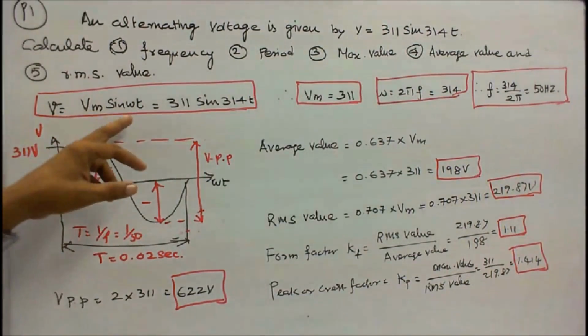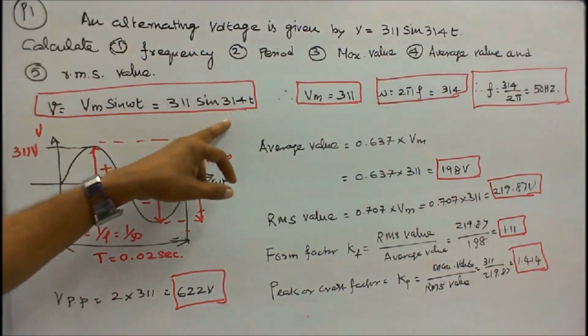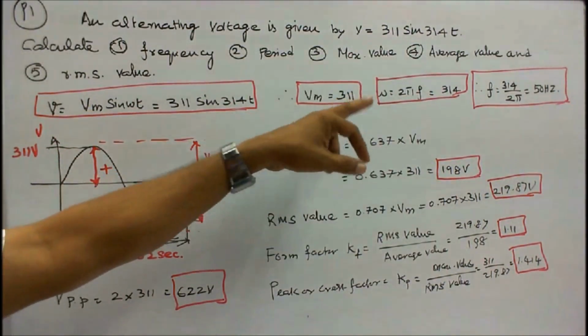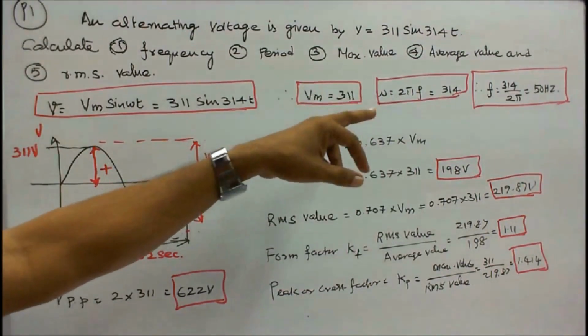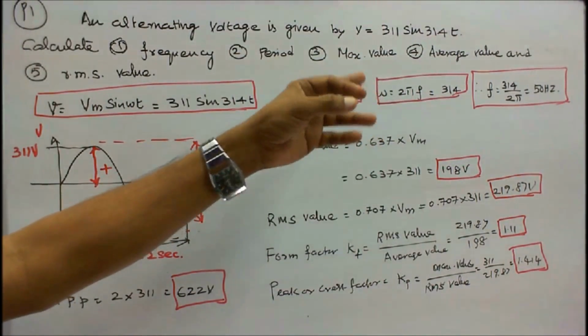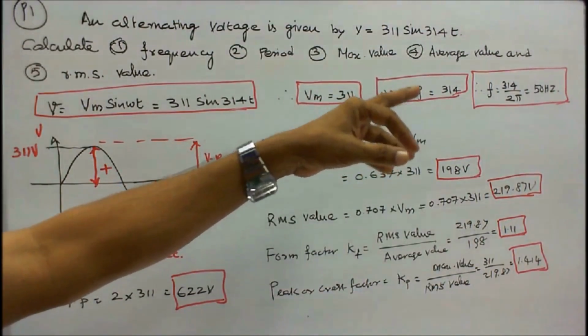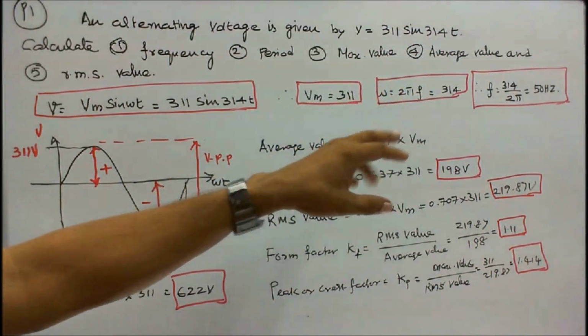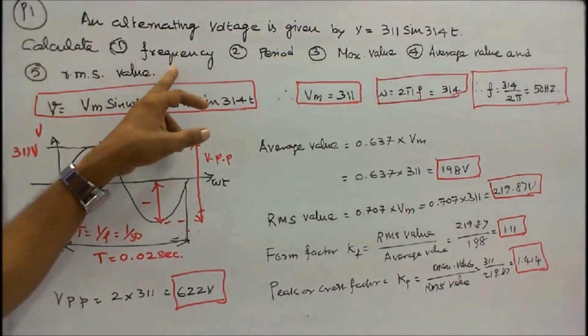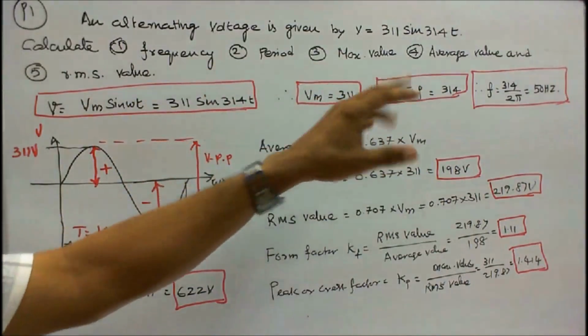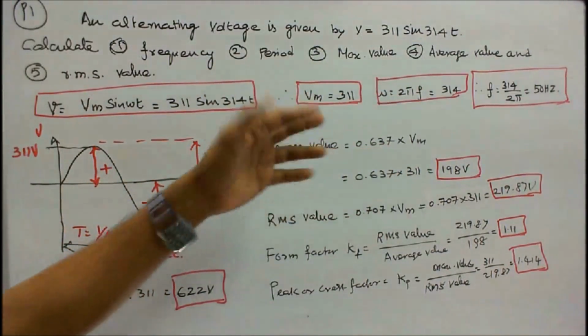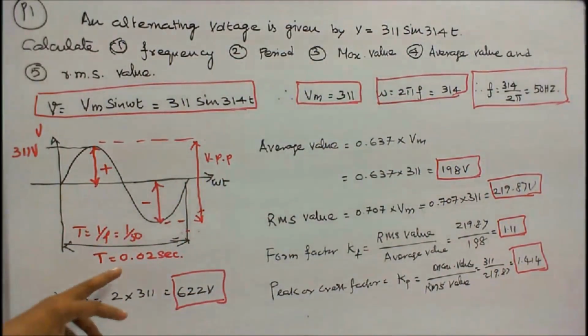Here the omega is equal to 314. Omega is equal to 2 pi f, that is equal to 314. Therefore f is equal to 314 divided by 2 pi, that is equal to 50 Hertz. Frequency is 50 Hertz. Once I know frequency, I can find time. Time t is equal to 1 by f, that is equal to 0.02 seconds.